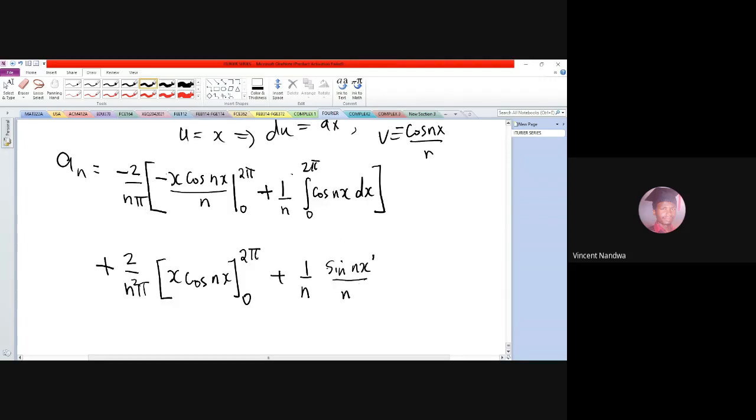Then I put in the limits from 0 to 2 pi. For the upper limit, the sine of multiples of 360 gives me 0, and when I put sine of 0, you get 0. So this part will be 0. So this part goes to 0.